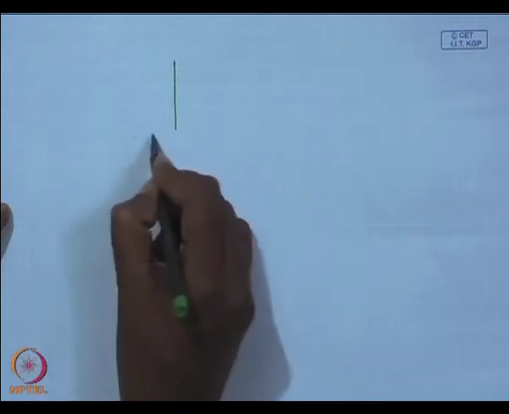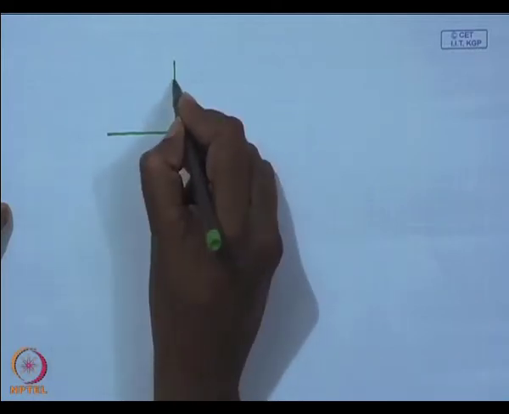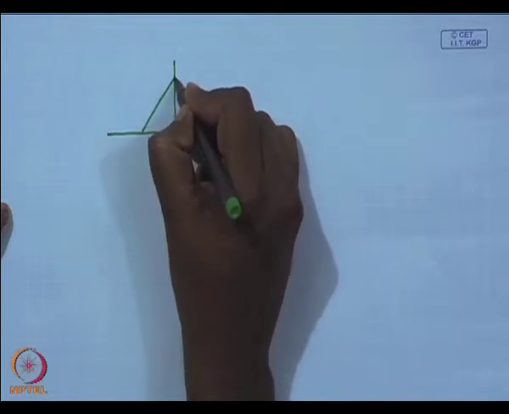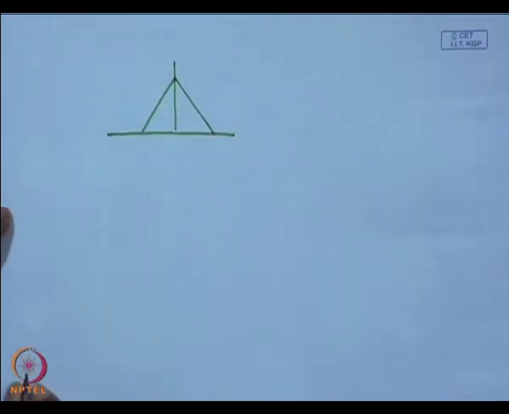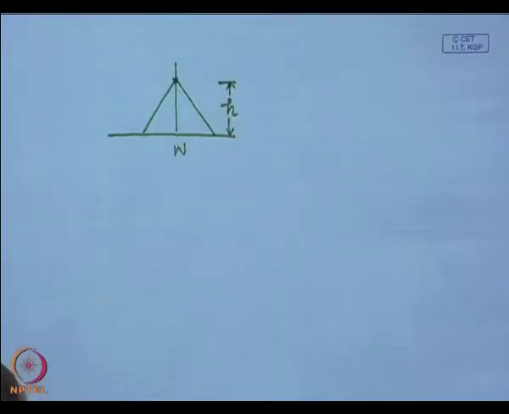Now, instead of this rectangular window, if I use a triangular window, let us see what kind of window we have. So, if I use a triangular window, it will be something like this. Again, this triangle will have certain width and certain height, and if I fix the width to be w, then the height h of this triangular window will again be determined by the number of samples.